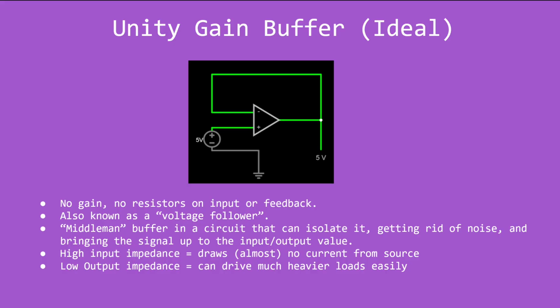It can act as a middleman buffer in a circuit that isolates it, and with some other components, it can actually get rid of noise and bring the signal up to the correct value for the rest of the circuit that it's in. The high input impedance draws almost no current from the source, and the low output impedance means it can drive much heavier loads with ease.